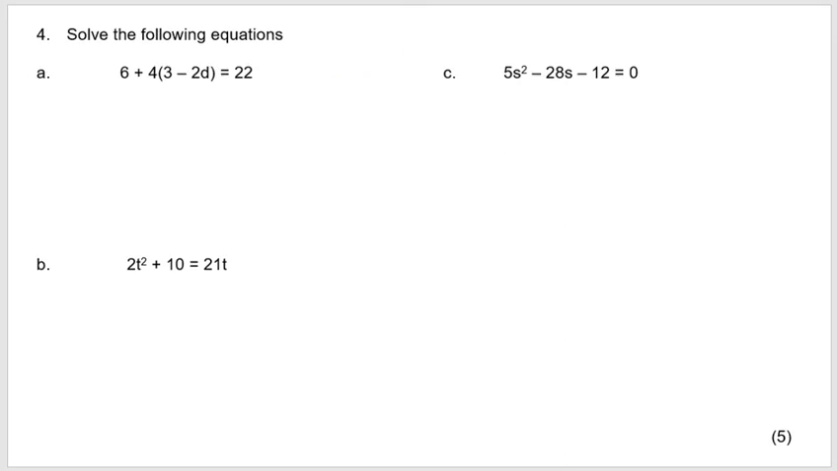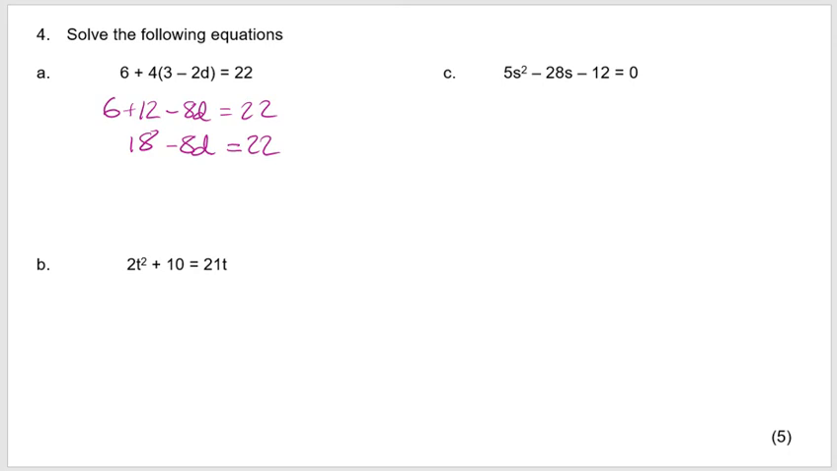Okay, question 4. Solve the following equations. First one, expanding our brackets is going to give us 6 plus 12 minus 8d equals 22. Tidying up the left-hand side, 18 subtract 8d equals 22. It's your choice where you want to take the term involving d. It's already on the left, so I'm just going to leave it on the left.